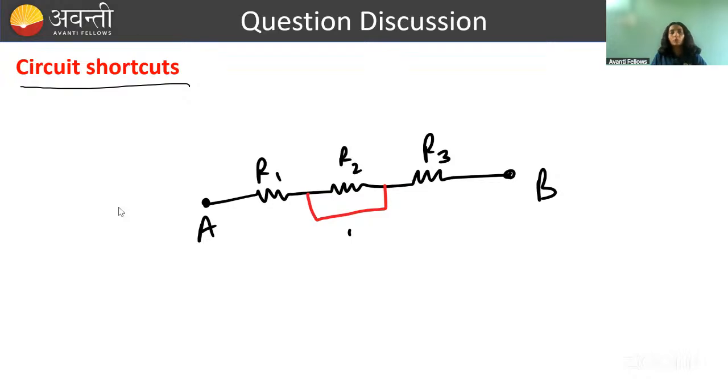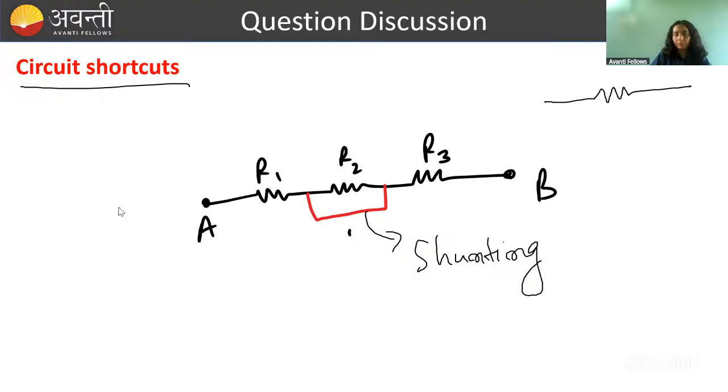Done. So in circuit shortcuts, first look at what I have done here. In this branch AB we have three resistors R1, R2, R3. I have done something with R2. This something is called shunting. It means, let's say this is connected across a battery and it is not shunted. Okay.